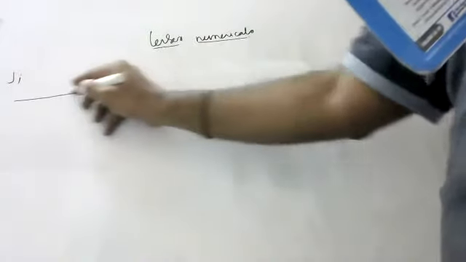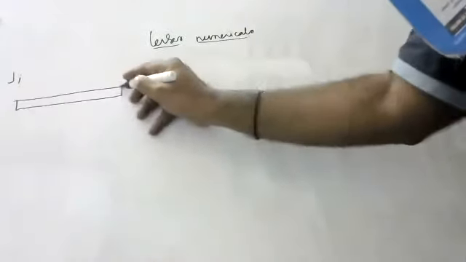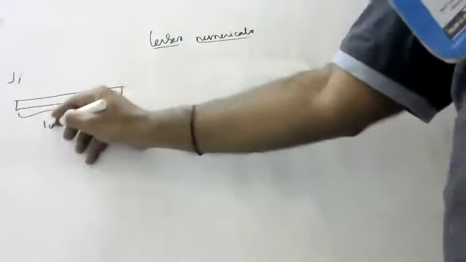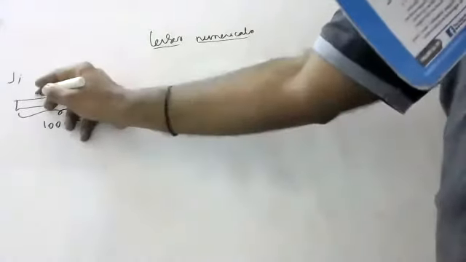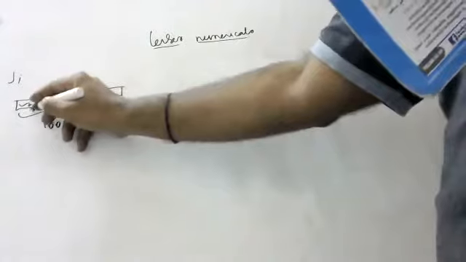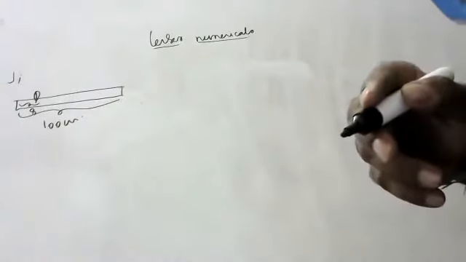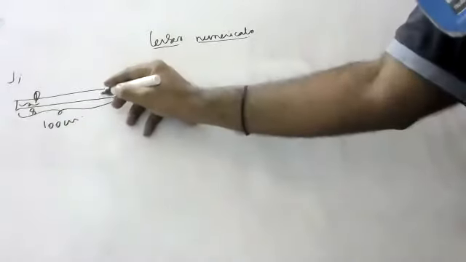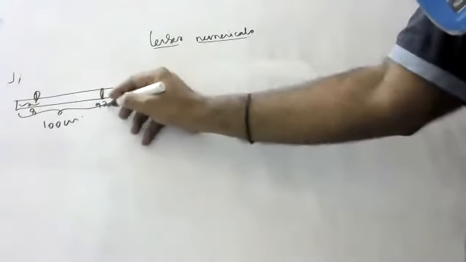An object is placed on a meter scale at 8 centimeter mark. Children, this is a meter scale. Meter scale means 100 centimeters will be there. Object is kept at 8 centimeter mark from the beginning, and focused on a white screen placed at 92 centimeter mark.